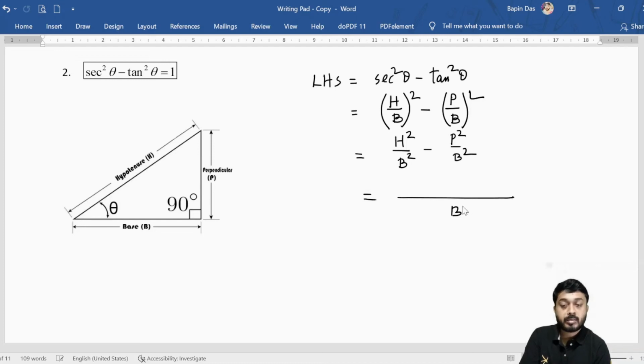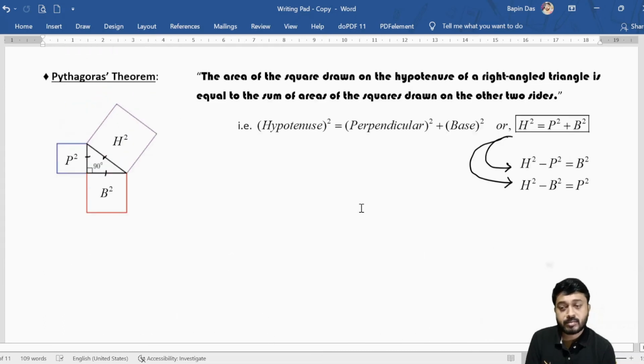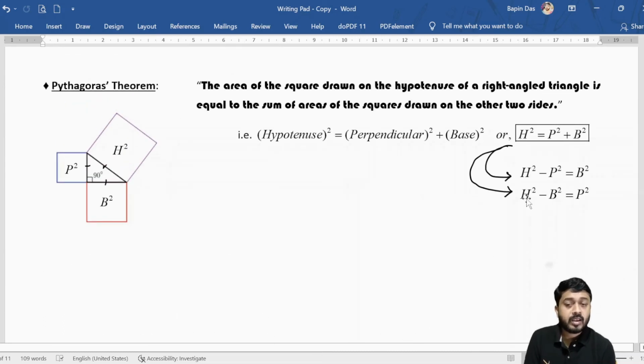So b square is coming in the denominator as the LCM. In the numerator is remaining h square minus p square. Now tell me what this h square minus p square is equal to. As per Pythagoras theorem, this is equal to b square. Yes, have a look, let me show the Pythagoras theorem once again. See, h square minus p square is equal to b square.